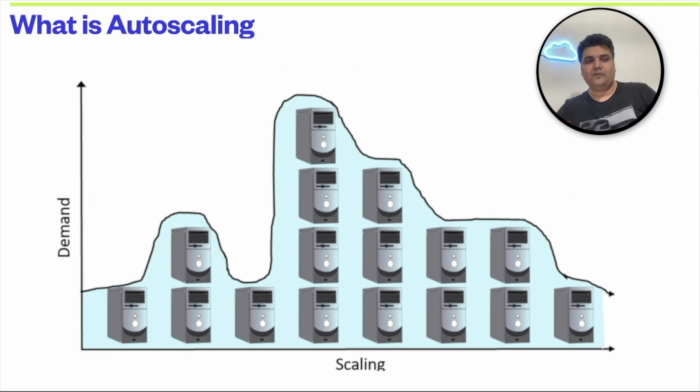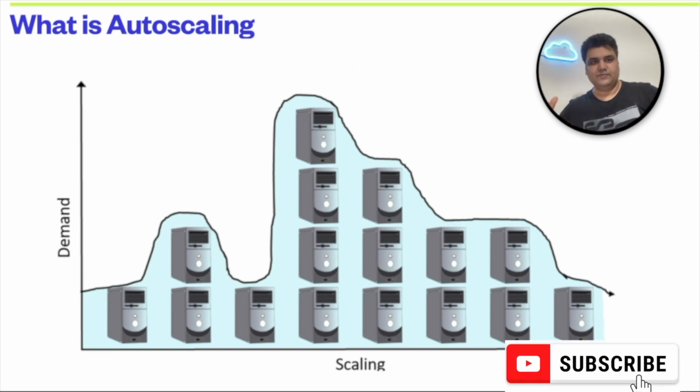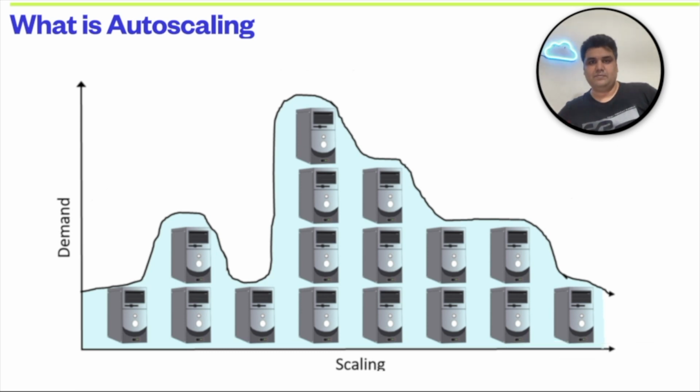That's the basic graph of auto scaling. As your demand grows, you have to scale up your VMs. And as your demand falls, you scale down your VMs, right? That's what auto scaling actually looks like. That's one of the examples I thought to give you.